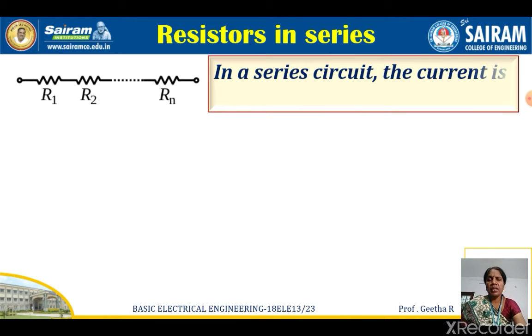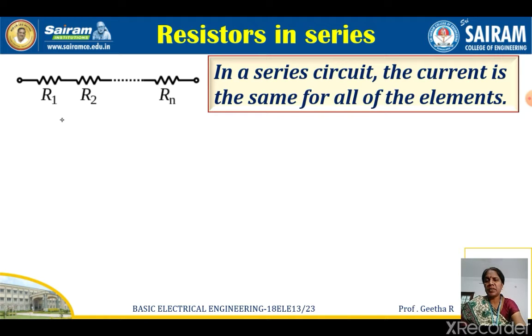Suppose the voltage V is applied across these two terminals. Due to that, the current through this path be I. Let the voltage be V, the total current be I. Then the same current I will flow through all the components.